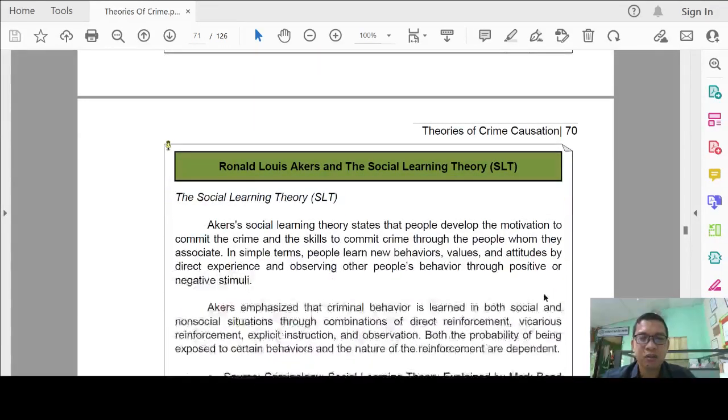Now let's go to Ronald Louis Akers and the social learning theory. Now, for Akers, social learning theory states that people develop motivation to commit crime and the skills to commit crime through people whom they associate with.